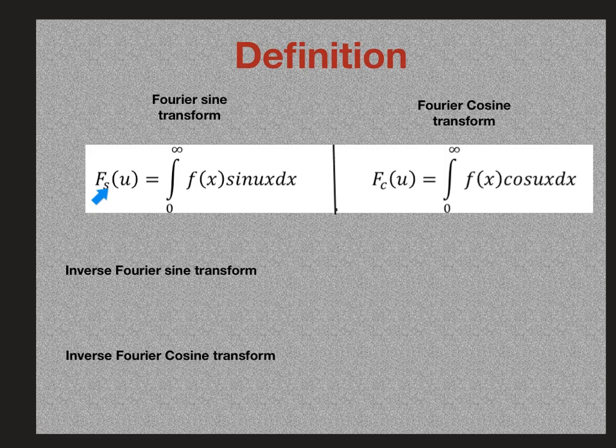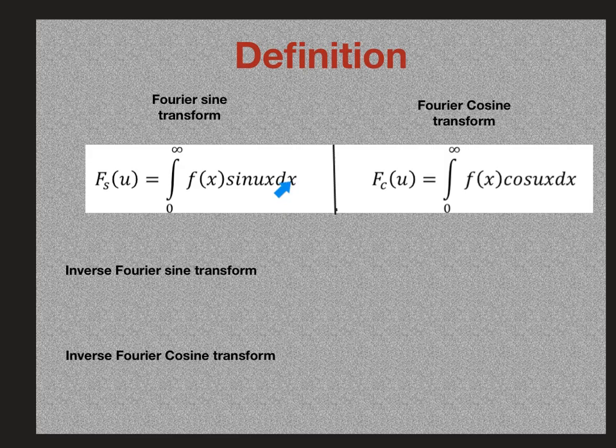Previously you have studied Fourier transform. It was F of u. Here Fs of u is nothing but sine transform, and the integral is from 0 to infinity. In Fourier transform we have the integral from minus infinity to infinity. Here it is f of x sin ux dx.